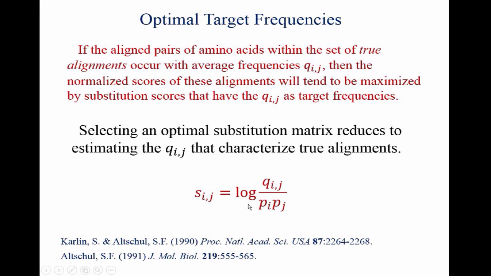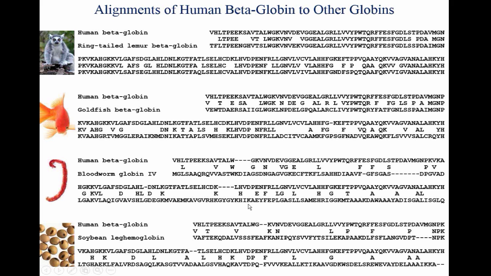Now, one thing that I have skipped over here is that to say that there is a set of target frequencies that characterizes true alignments is sort of an incoherent concept unless we add something to it. And to understand why this concept alone doesn't make a lot of sense, I want to look at some alignments that represent true relationships. These are 4 alignments, all of the human beta globin sequence. The beta globin sequence is written along the top here, and I've repeated it 4 times.